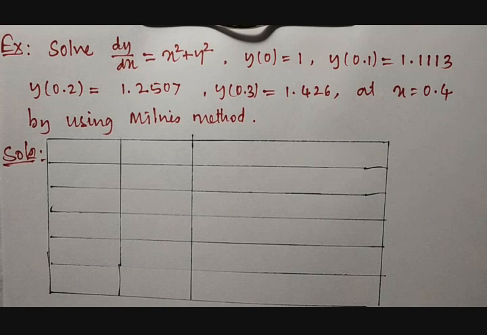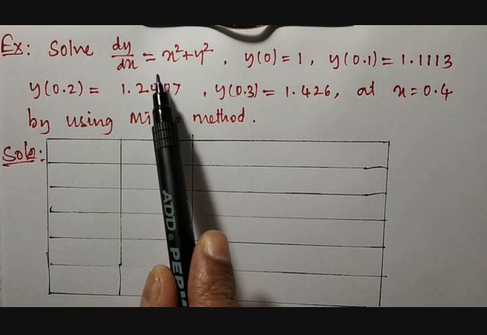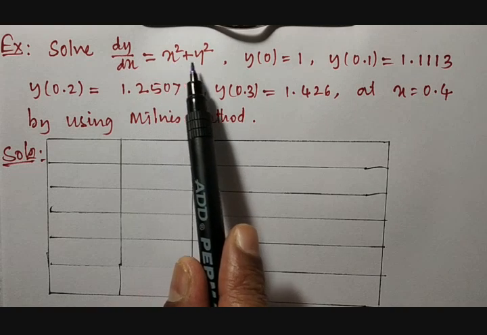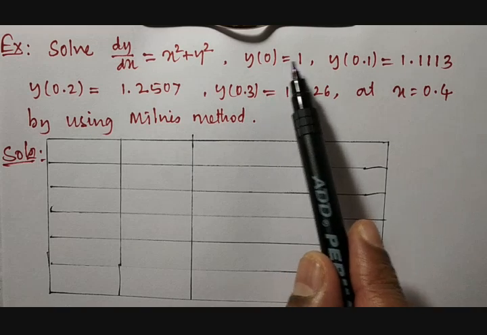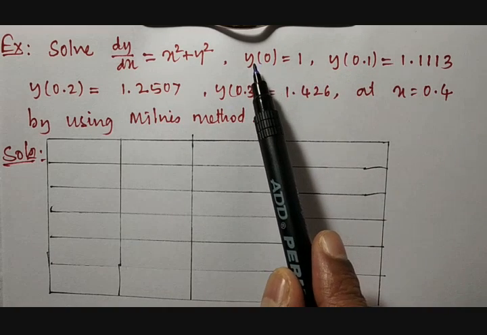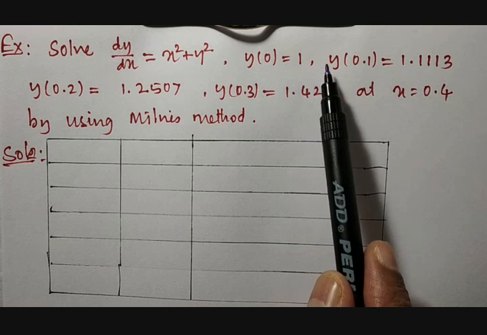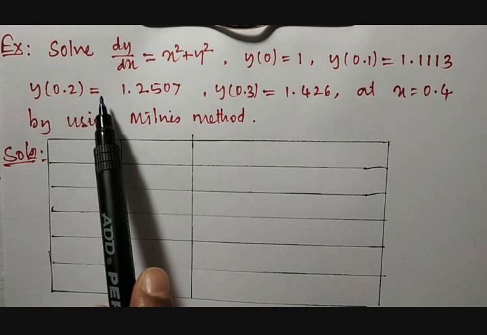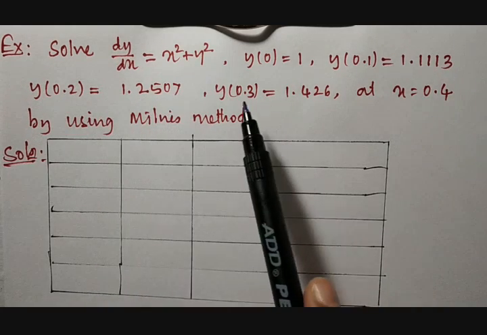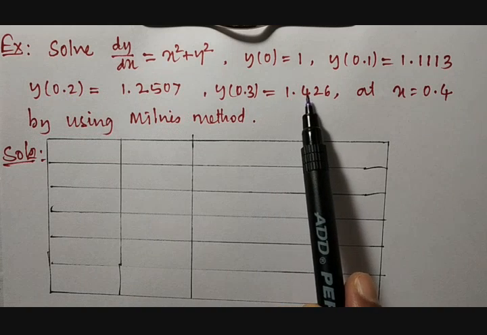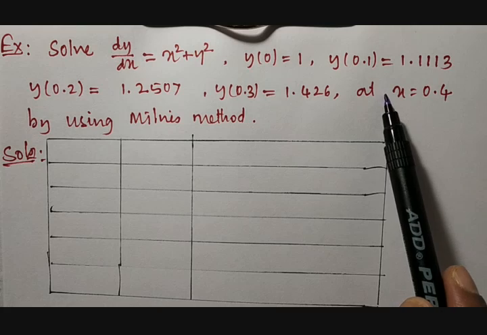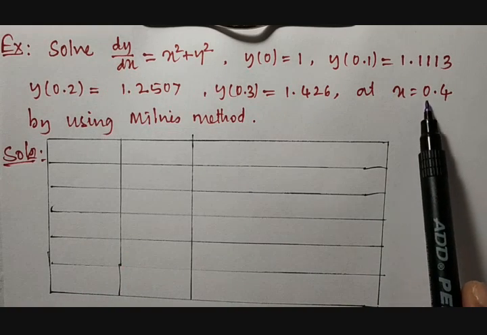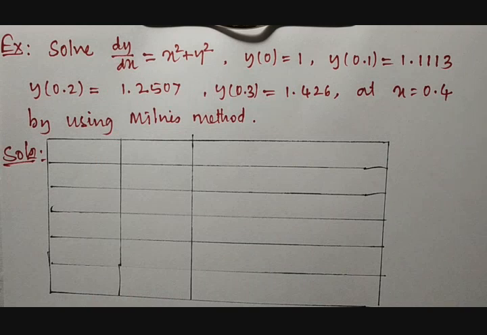In this session, we are going to discuss an example of solving the initial value problem dy by dx is equal to x square plus y square with four sets of predetermined values, which are y of 0 equal to 1, y of 0.1 is equal to 1.1113, y of 0.2 is equal to 1.2507, and y of 0.3 is equal to 1.426. We need to solve this at x is equal to 0.4 by using Milne's predictor and corrector method.